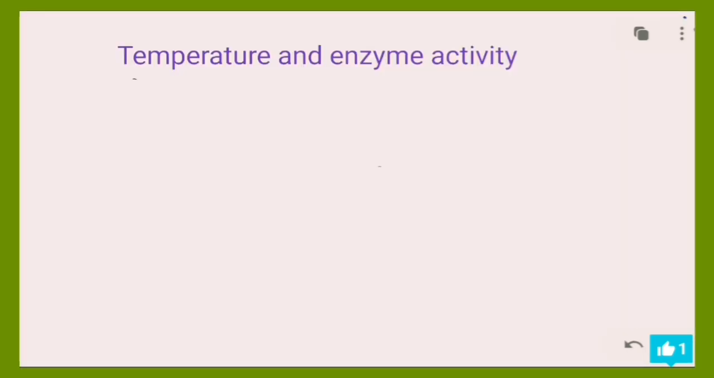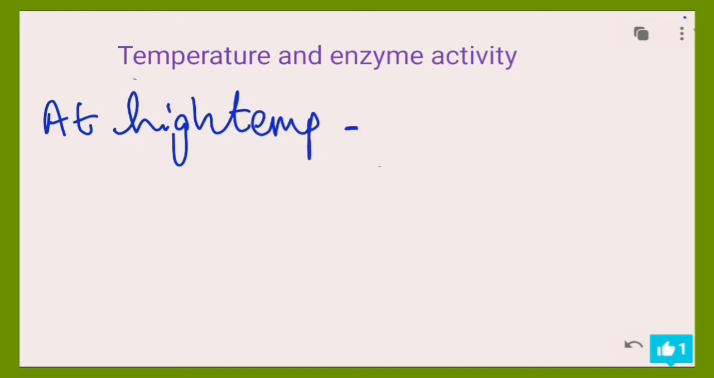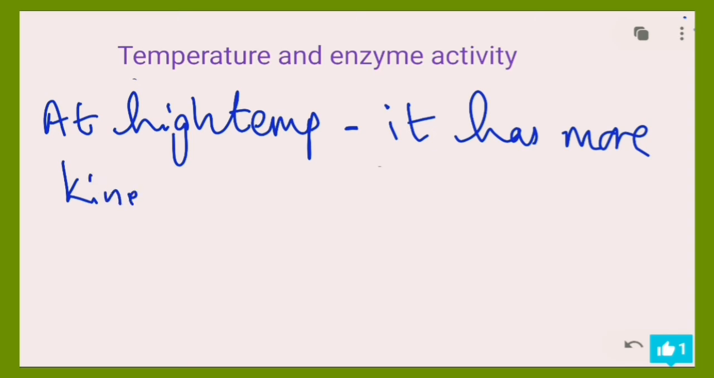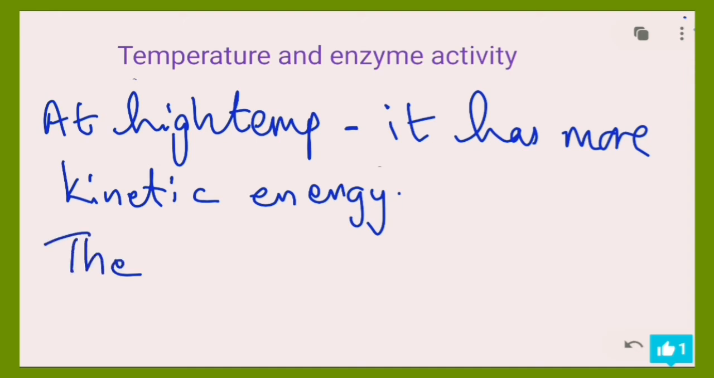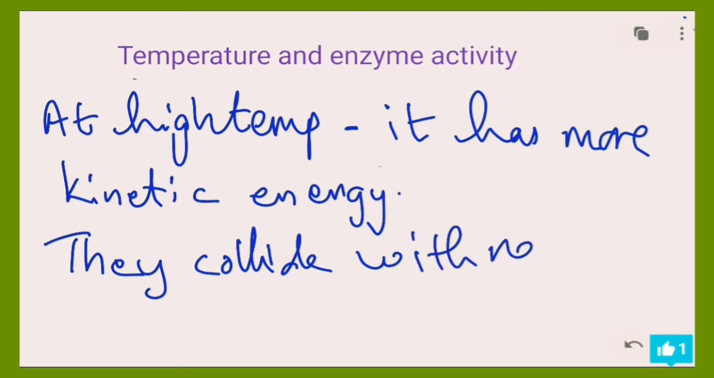Temperature and enzyme activity. We know that most chemical reactions become faster at high temperature. The reason is that at high temperature, molecules gain kinetic energy. It has more kinetic energy. This means that they move faster or move a lot. So if they do move faster, they collide with the neighboring molecules that are near them.